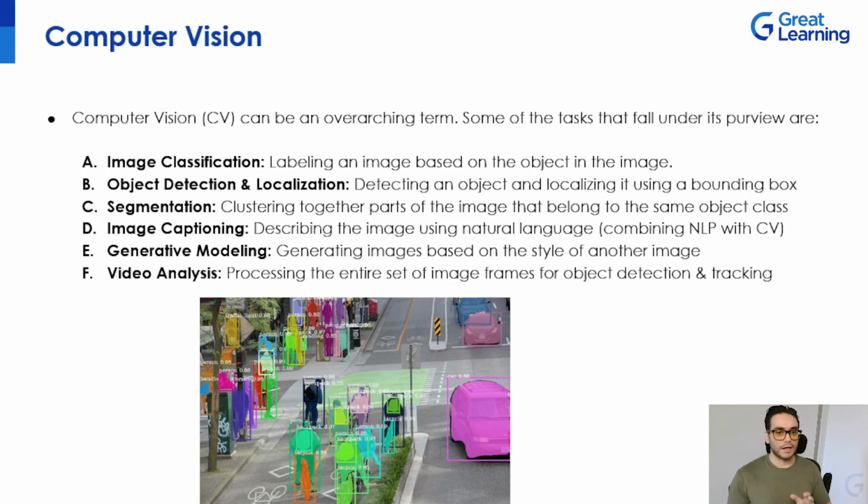Another task is object detection and localization. So as you can see in this image, the model creates bounding boxes around different entities and recognizes the entity. So a bounding box around a human with the label human. This is called object detection.